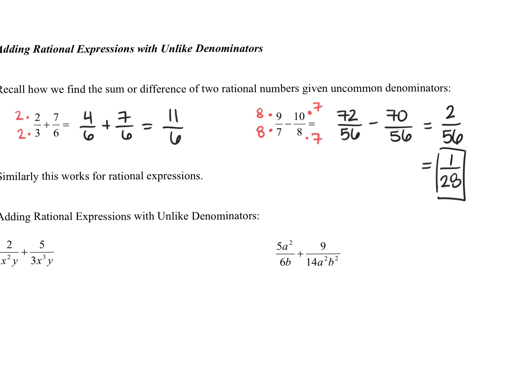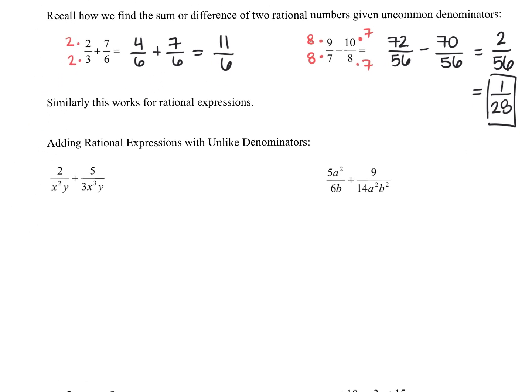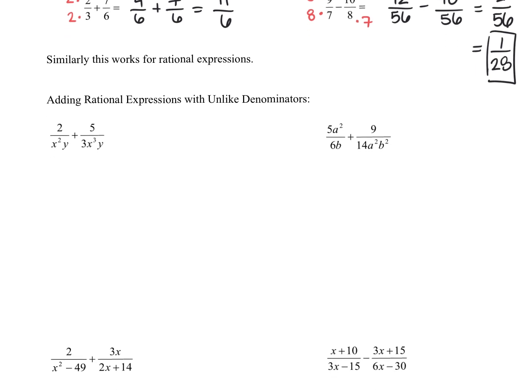So it works the exact same way with rational expressions. If you don't have common denominators, you have to multiply one or both fractions by whatever is necessary to get them to be common denominators. So let's start with a couple examples where we have some monomials. So you have 2 over x squared y plus 5 over 3x cubed y. So when it comes to monomials, we're going to find our LCD. We want the denominators to be the same. So we want them to have the same numbers, the same exponents for variables, whatever those may be.